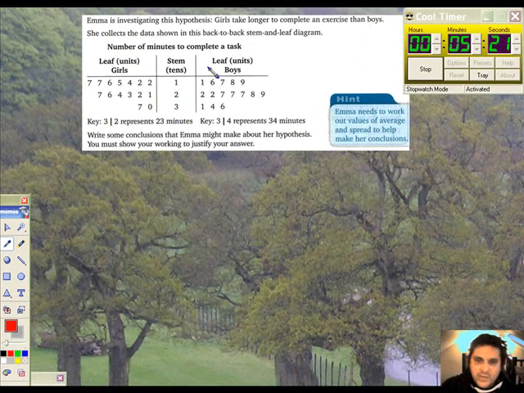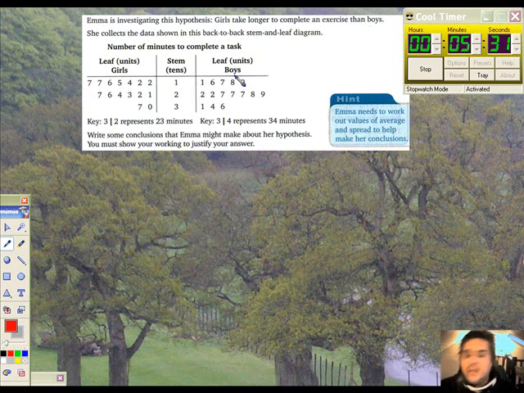Let's go for red. Right, look. Reading the boys' leaves on the right-hand side, Emma is investigating this hypothesis: girls take longer to complete an exercise than boys. So she's implying that girls are slower, and whatever the exercise is has not been specified. She collects data and puts it on a back-to-back stem and leaf diagram. That's a beaut, back-to-back, and it's stem and leaf.